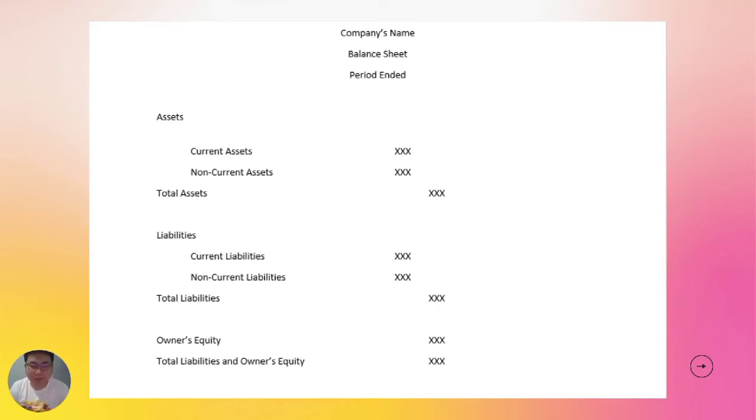So, we need to add the owner's equity and the total liabilities to get the total liabilities and owner's equity. The goal here, kaya siya tinatawag na balance sheet, is that the total assets should be equal to the sum of total liabilities and owner's equity.